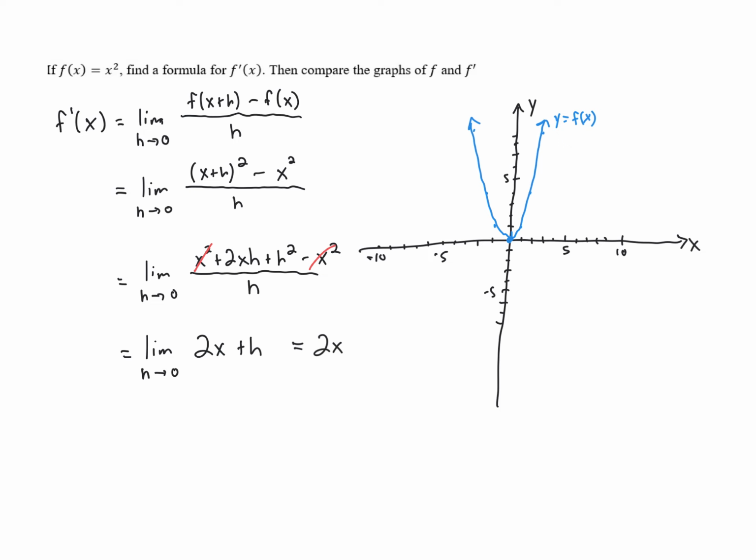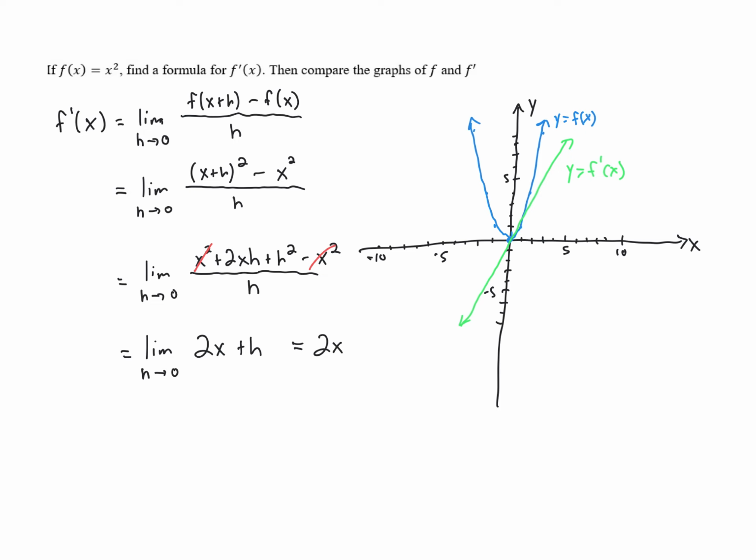And then f prime of x is y equals 2x. So that is a line that goes through the origin and has slope 2. So it looks something like this. Y equals f prime of x.